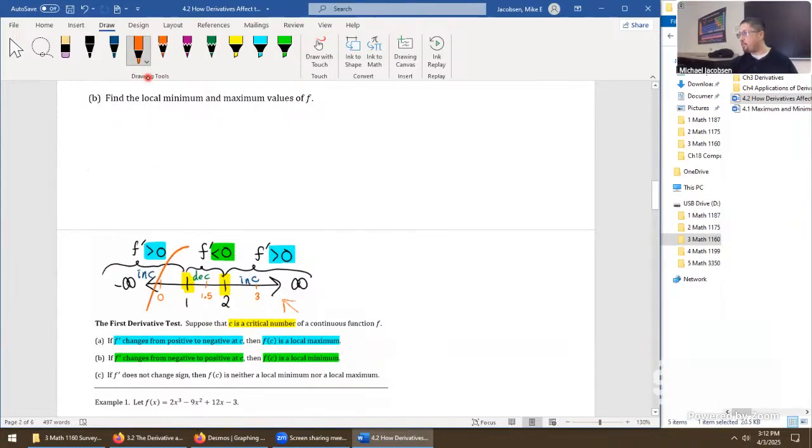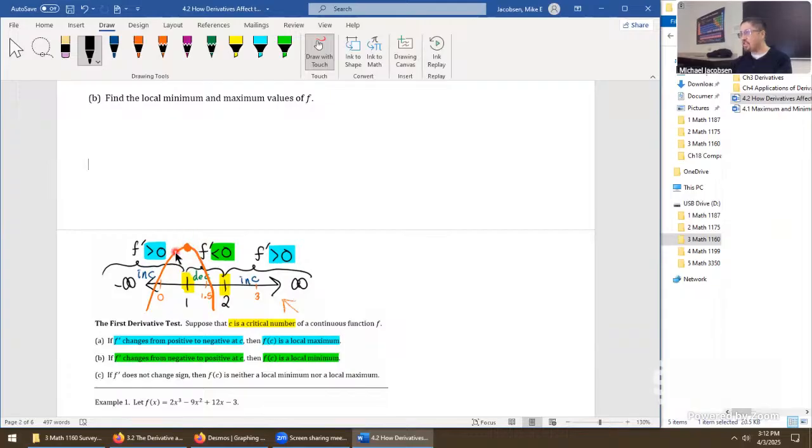The function looks about like this. There is a local maximum right around here as it went from increasing to decreasing. So this bold line in orange is me imagining what the plot of the graph would look like. Definitely not an accurate plot, but it captures the increasing to decreasing across one. The first derivative test just says we change from positive to negative, which therefore means you are increasing and then decreasing, you have a local maximum.